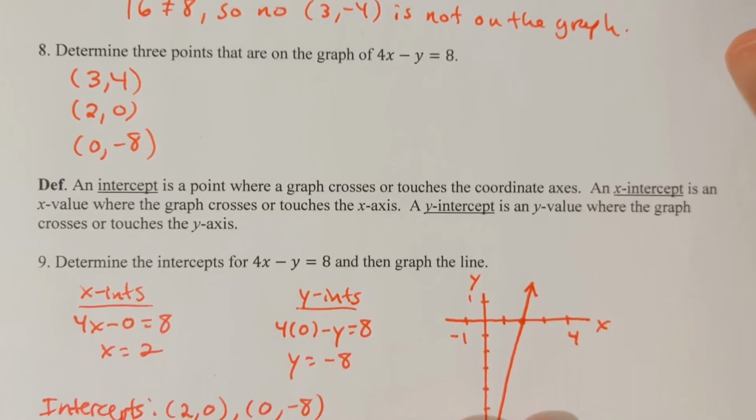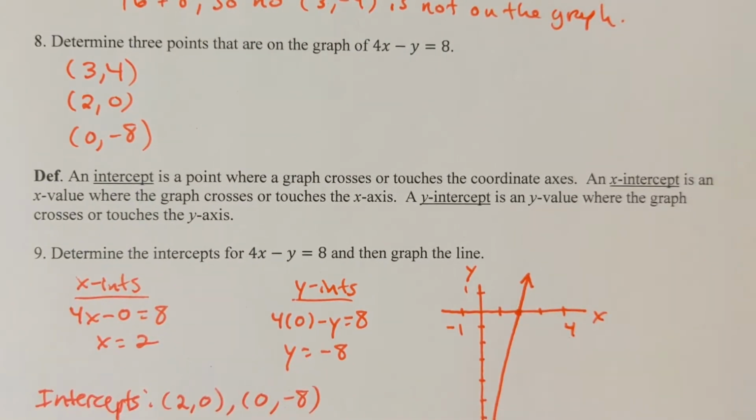An intercept is a point where a graph crosses or touches the coordinate axes. An x-intercept is an x value where the graph crosses or touches the x-axis, and a y-intercept is a y value where the graph crosses or touches the y-axis.